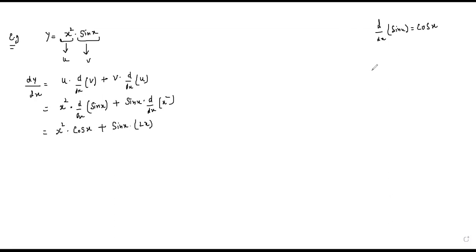Why? Because in the previous topic we have discussed variable raised to a constant. The constant comes at the front, x to the power 2 minus 1. So 2x raised to 1, which is 2x. So I have written 2x. So what is my answer? My answer is x square cos x plus 2x sine x. This is my final answer.